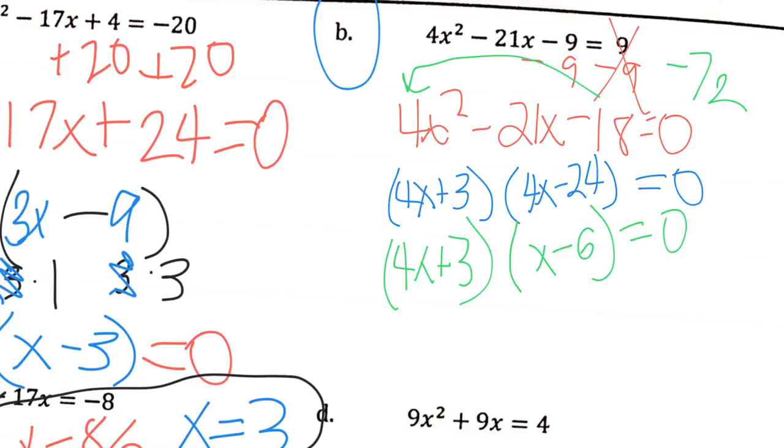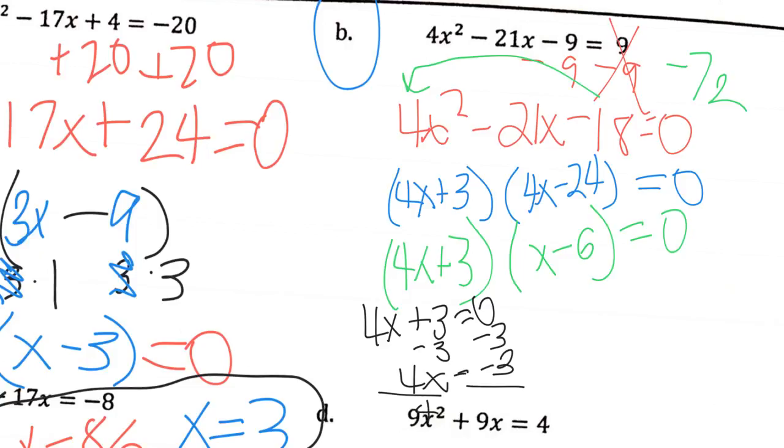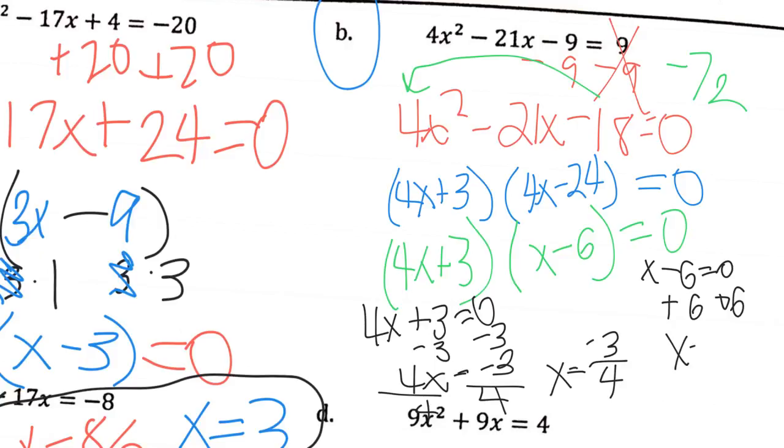So now I'm setting each of these binomials equal to 0. So I have 4x plus 3 is equal to 0. When I solve, subtract 3. Divide both sides by 4. So x is equal to negative 3 over 4. However, when I solve this one, x minus 6 is equal to 0. Add 6 to both sides. X is equal to 6. So in this example, I have two solutions yet again. X is equal to negative 3 over 4, and x is equal to 6.